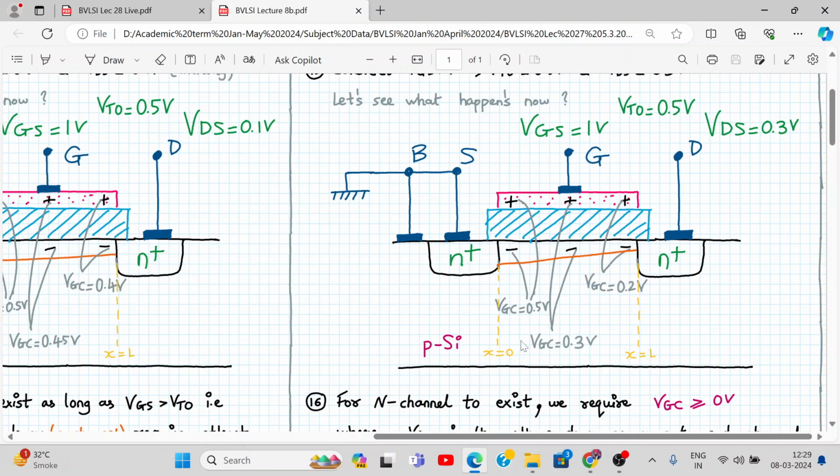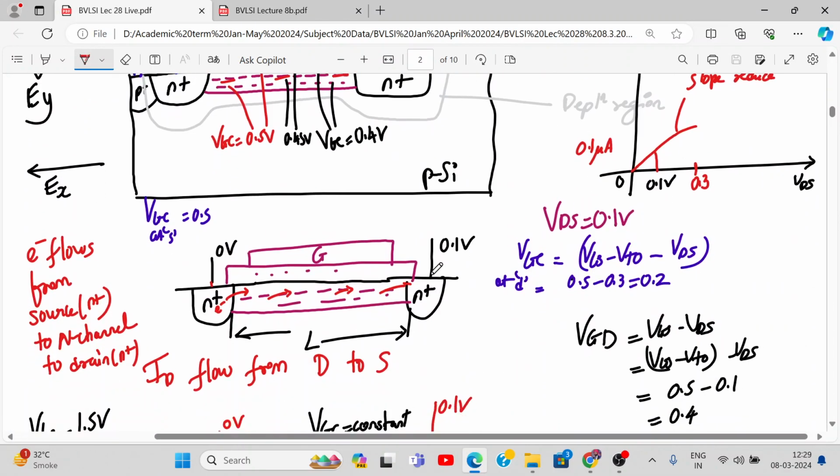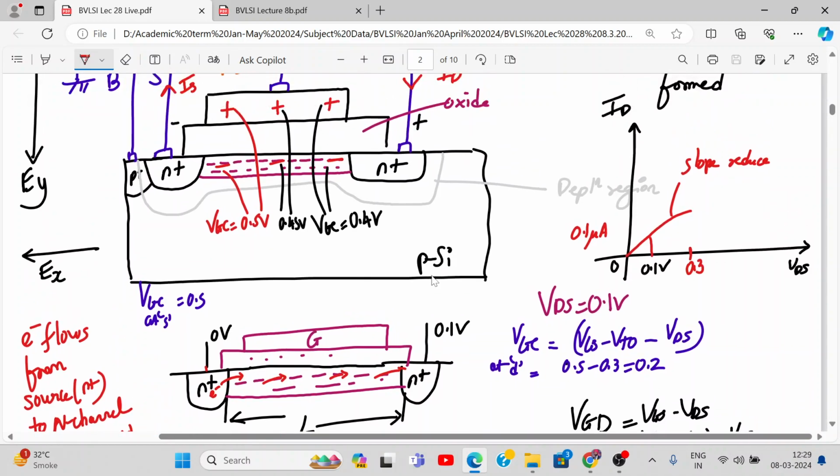So what will happen is ID will continue to increase, continue to flow, but with a lower slope. So this region of operation is called the linear region of operation. Which operation is this? Linear mode of operation, and it is also called non-saturation, or sometimes also called ohmic, linear mode of operation devices. Okay, so in this example we have taken VGS as 1.5, VTO as 1 volt and VDS we have given up to 0.3.